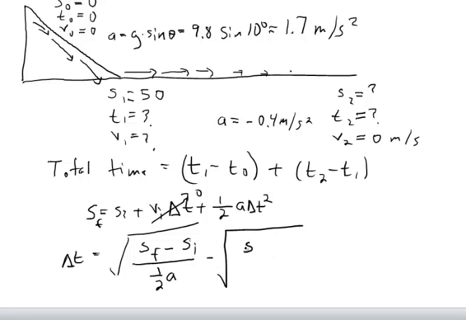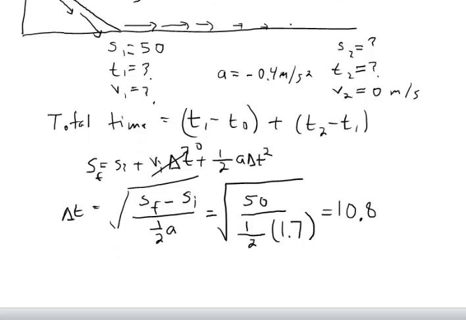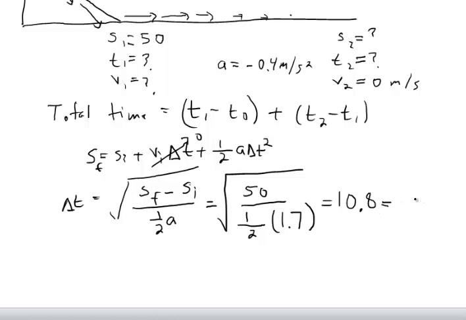So we have 50 meters is how far it goes, over 1/2 of 1.7. And I've done that already, and that works out to be 10.8 seconds. Pretty slow. Long time for that. I guess it's starting from rest. Gradual incline. So that would be equivalent to t1 minus t0.